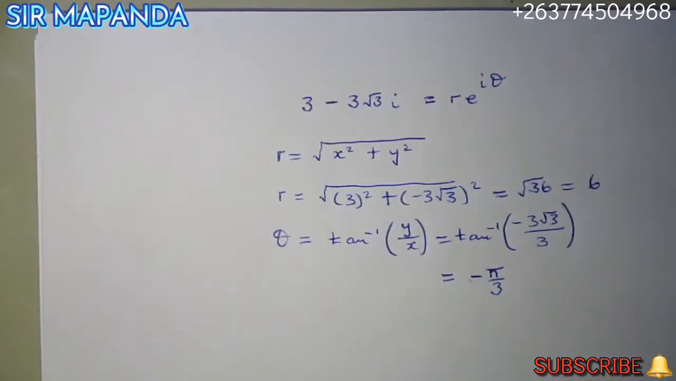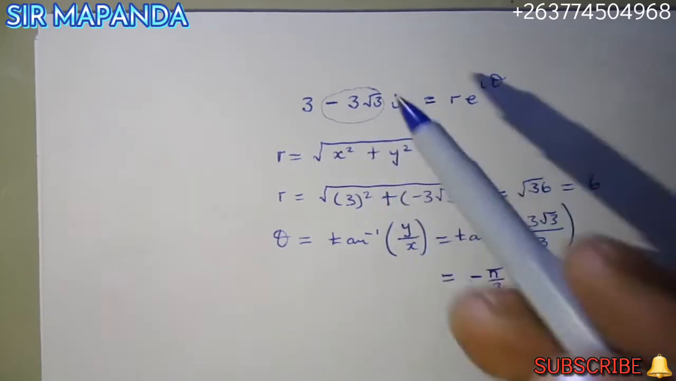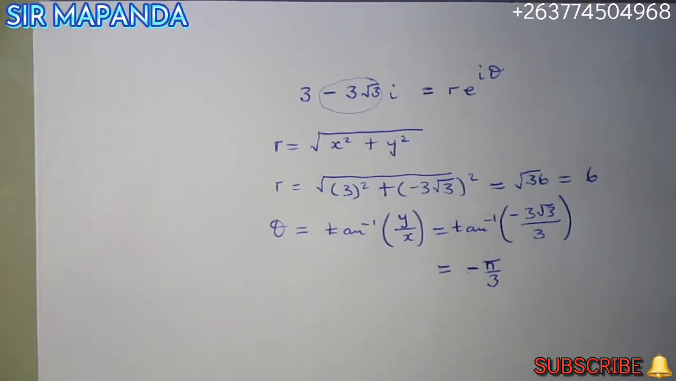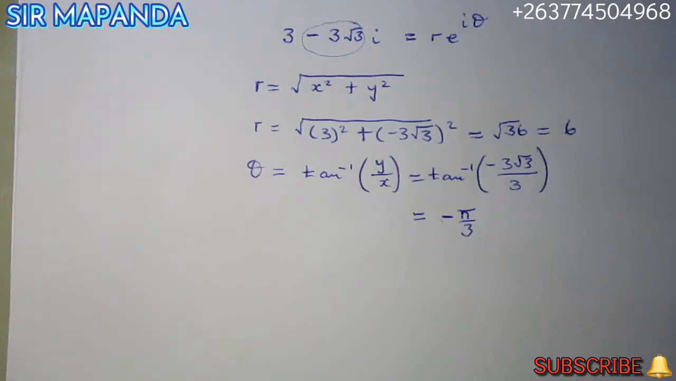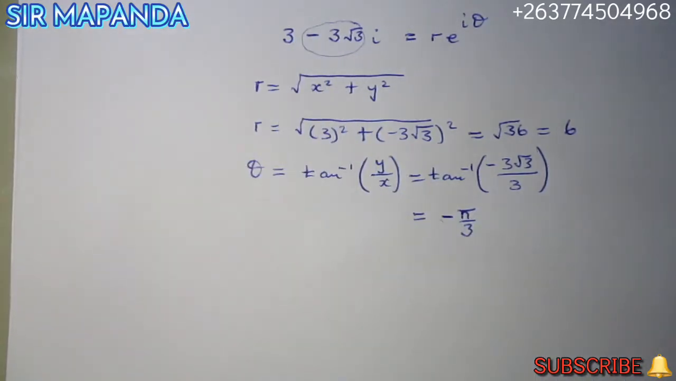But for this situation, you can clearly notice that the coefficient of i is minus 3 root 3. So if you get the principal value of the argument as minus pi over 3, it is your final answer. Because if you have a negative here, you must have a negative argument. Take note of that, right?